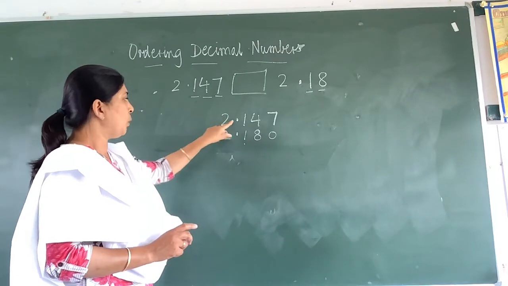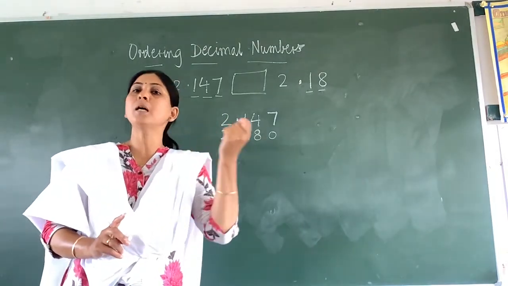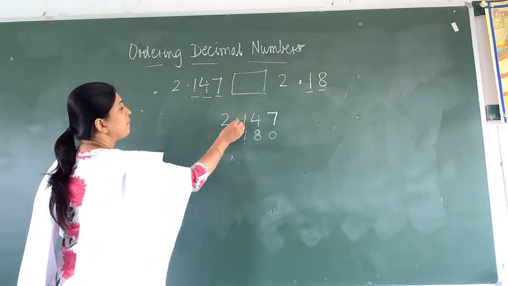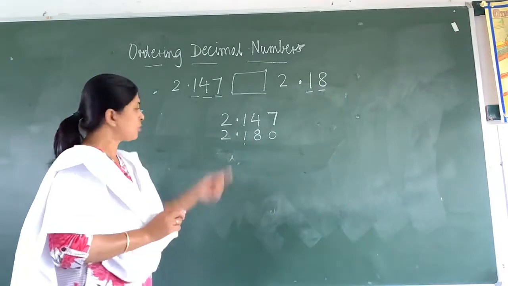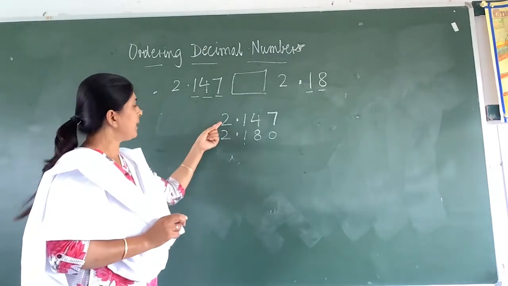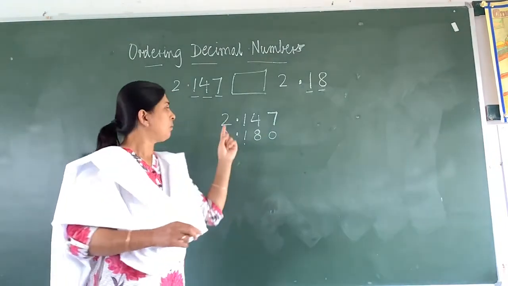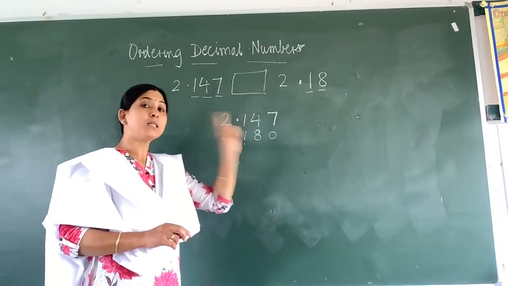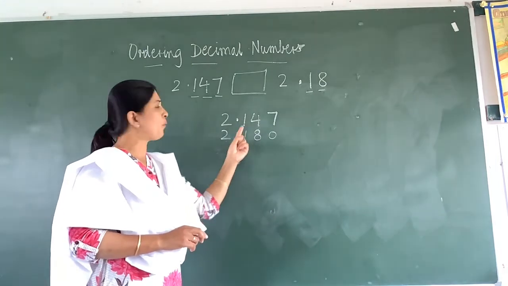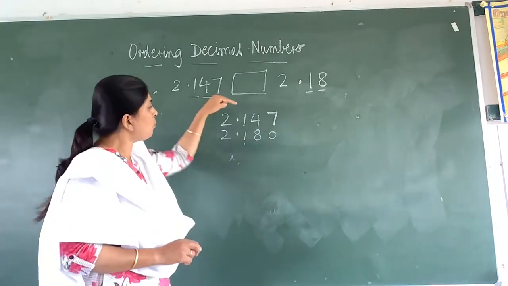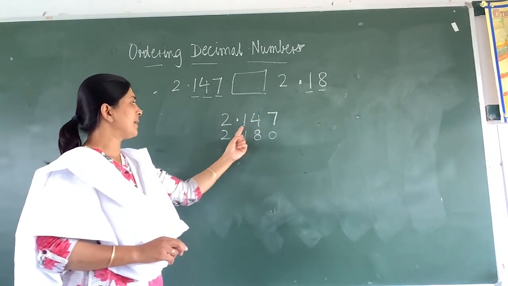Now see, the whole number part in a decimal number is the number that is before the decimal point. Here we have 2 and here also we have 2. So you see the whole number is the same in both the decimal numbers. When the whole numbers are the same, what do we do? We see the first digit after the decimal point, that means the digit in tens place. Now what is the digit in tens place in 2.147? The digit in tens place is 1.